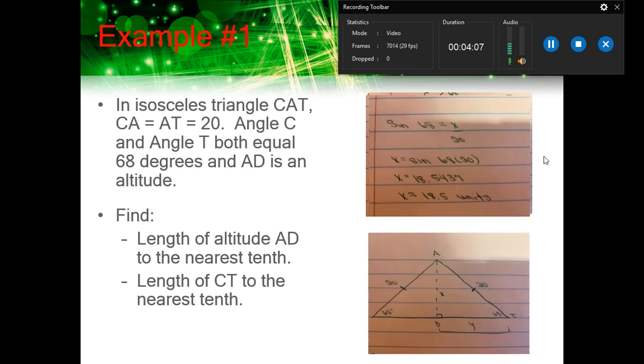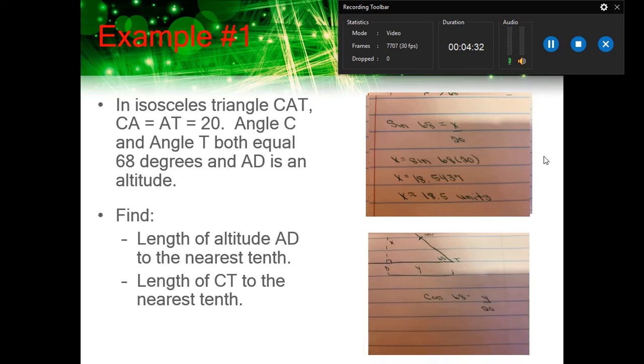What I did though is I'm calling the length of DT, which is half the right triangle, Y, and I'm going to use the information on the right side of the triangle to solve for Y, and then I can double it to find the complete base. So again, I'm looking for Y. Based on my setup, Y is the adjacent side, and 20 is my hypotenuse. So I'll be using cosine for this calculation. So we have Y over 20 equals cosine of 68.